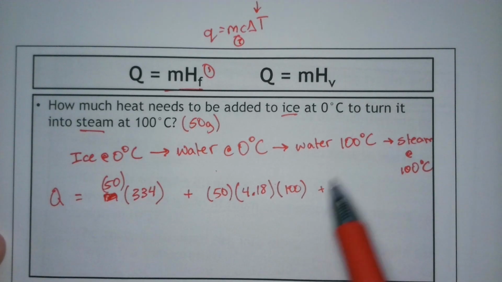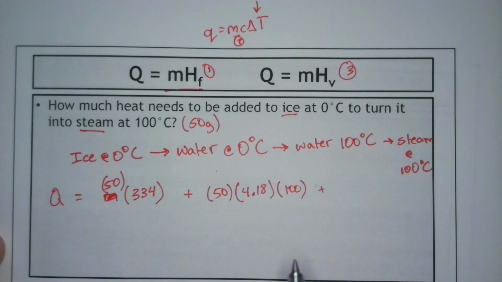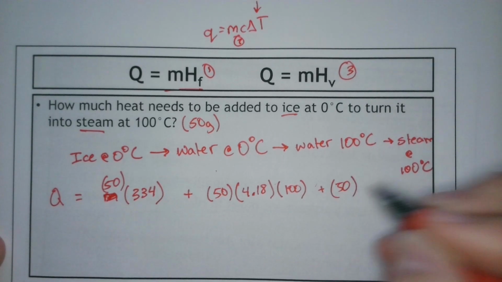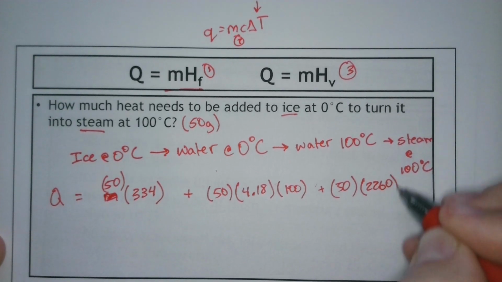Plus formula number 3. I have my 50 grams of water now at 100 degrees Celsius. I need to turn that into steam. I'm going to use my third formula, Q equals m Hv. My mass is still 50. Heat of vaporization is a constant. It's 2260.